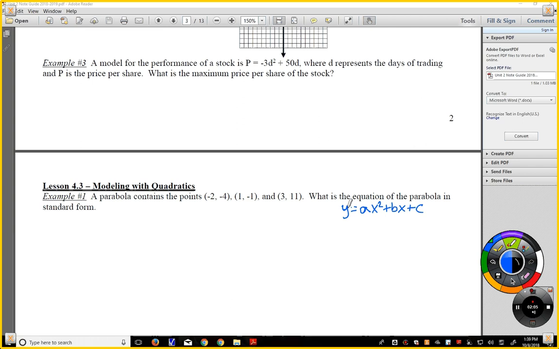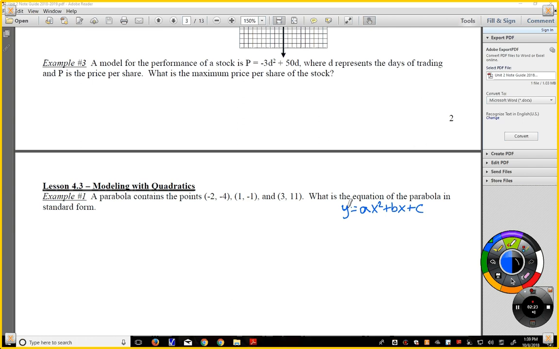The reason I didn't choose to start with vertex form here, I probably could, but it's because they didn't give me the vertex, so I feel like I'm going to go with standard form. If they gave me information about the vertex, I probably would have started with vertex form, okay? So I really don't have much information at all. I just have these 3 random points.